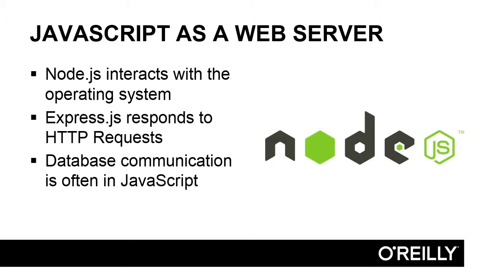Additionally, your backend also communicates with your database. Many databases, such as MongoDB or CouchDB, communicate natively in JavaScript or a dialect of JavaScript. So in a JavaScript-based web server, you're responding to HTTP requests, interacting with the operating system, and communicating with your database, all in the same language, JavaScript. We'll be learning in great detail about JavaScript as a web server in future videos.